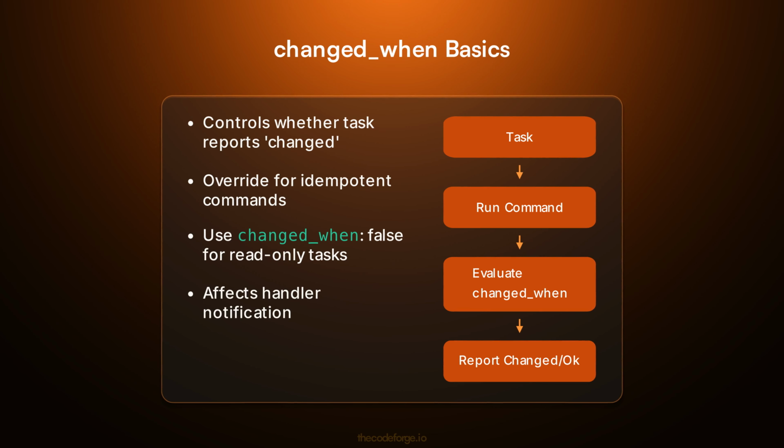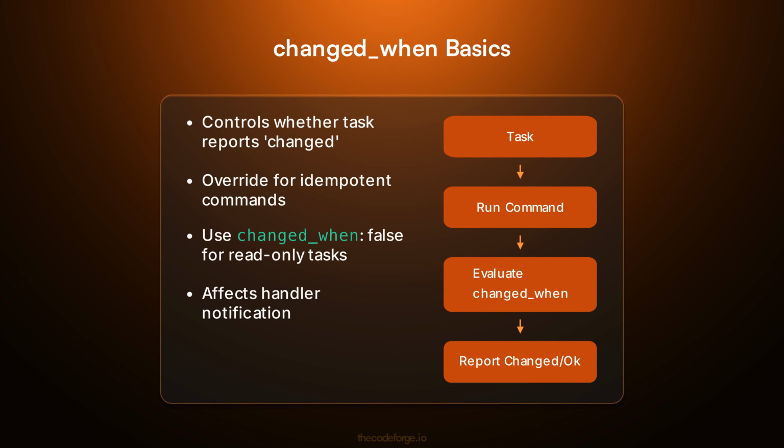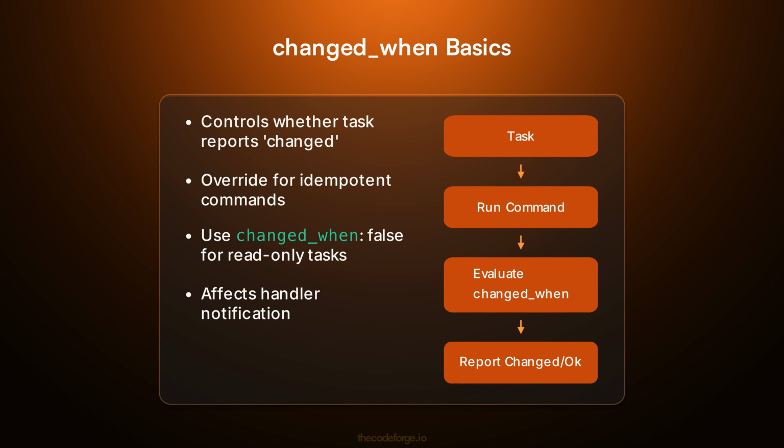changed_when controls whether a task reports changed or OK. By default, Ansible considers a task changed if it modifies state. For commands that always return changed, you can override. If you want a task to never report changed, use changed_when: false. However, be careful. If a task that should change things never reports changed, you lose audit trail.